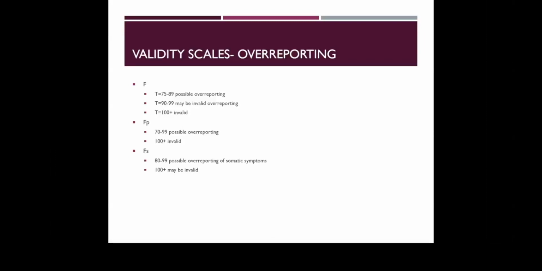FS is called infrequent somatic responses. So these are items that are rarely endorsed in the keyed direction by medical patients who are receiving treatment for various somatic concerns, physical diseases, and diagnoses. So this can be helpful if you're looking at somatic and physical complaints, for example. FS, T equals 80 to 89, possible overreporting of somatic symptoms, and 100 may be invalid.